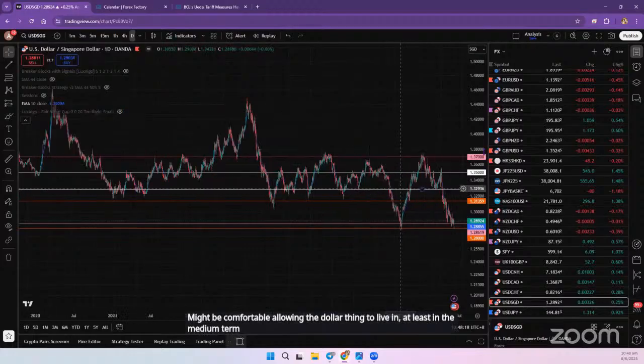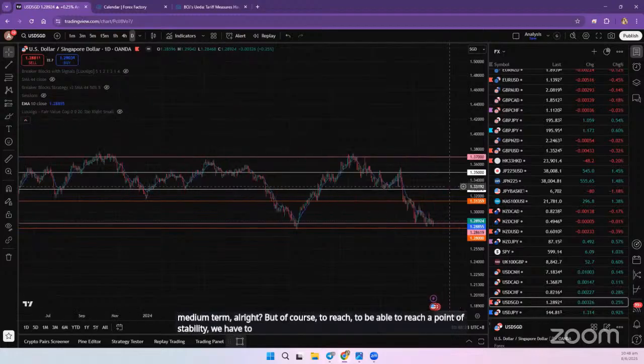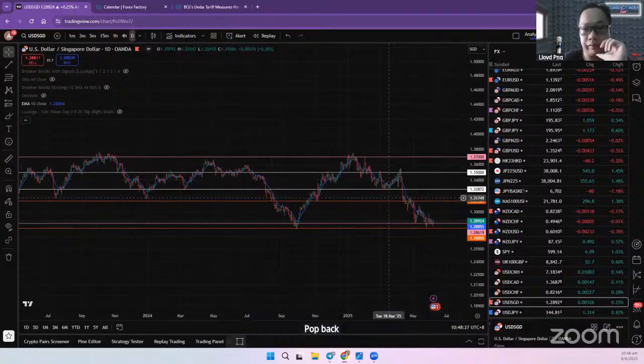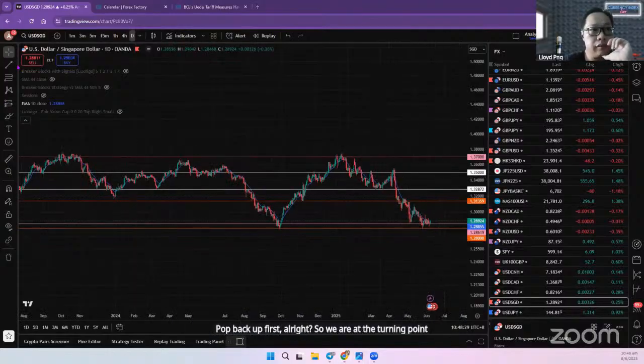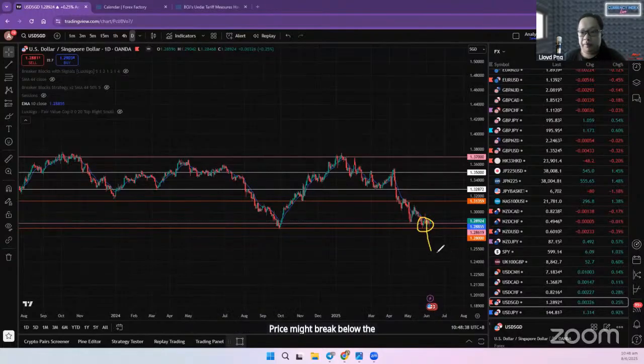All right. But of course, to be able to reach a point of stability, we have to get past the volatility of the US dollar. And for that, price kind of needs to pop back up first. So we are at the turning point now. And if this structure doesn't hold over here, there is also a small probability that price might break below the 1.28 level and cycle maybe towards 1.26 over here.